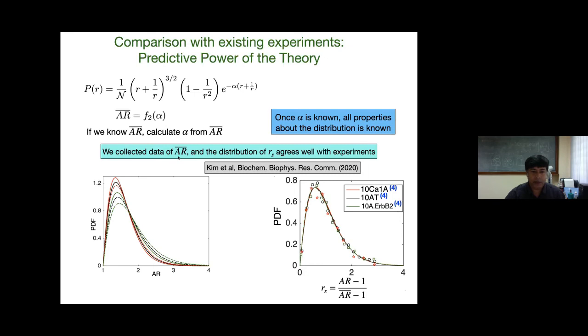So we collected data for the average aspect ratio for 6 different systems from this paper, and then we obtained alpha from here, and then plotted this PDF of the aspect ratio. So we didn't have data in the paper for this particular quantity, but we had data for the scaled aspect ratio. And this is the theoretical plot, and these are the experimental data.